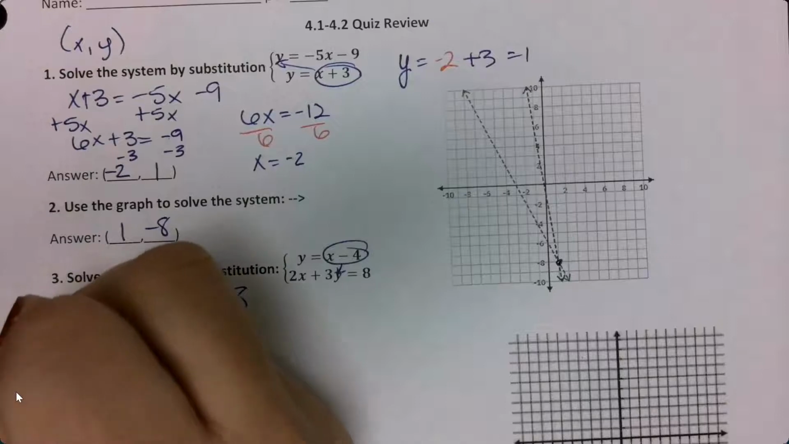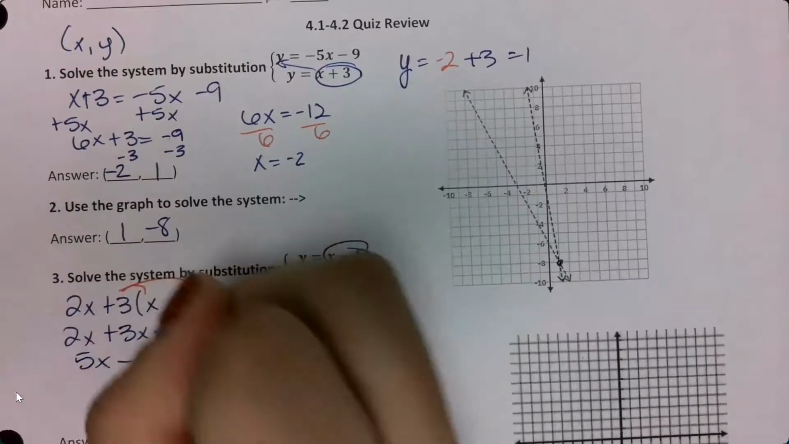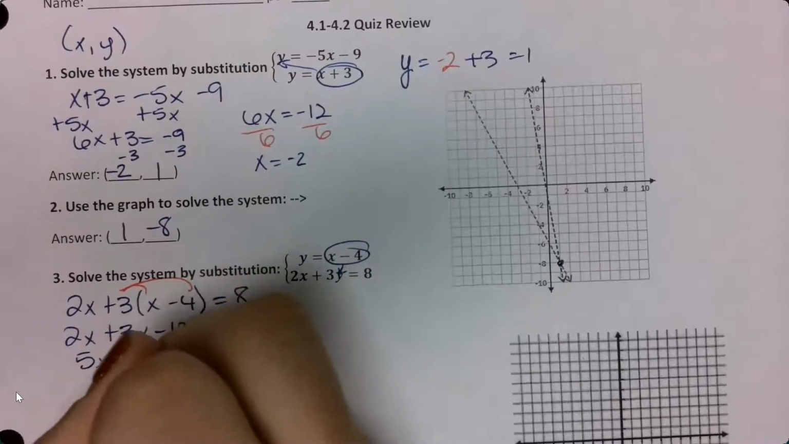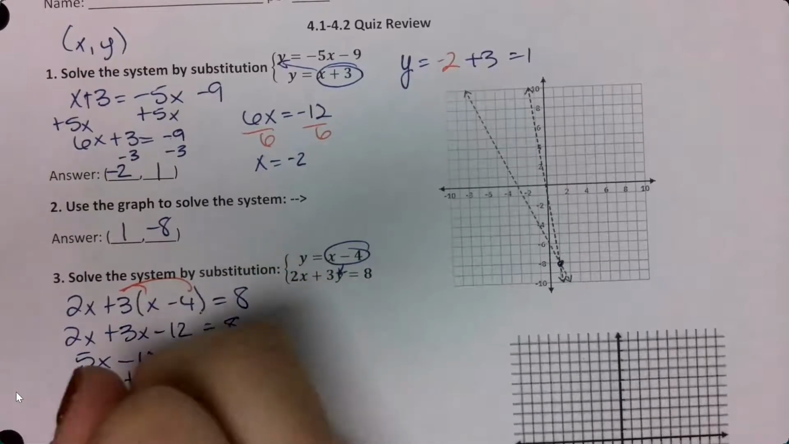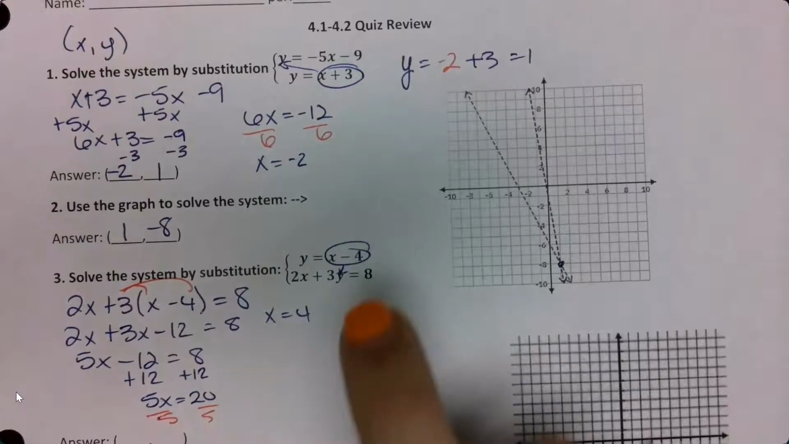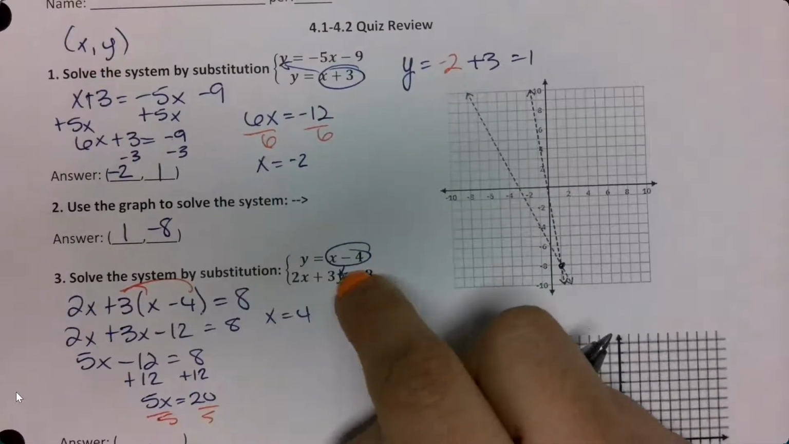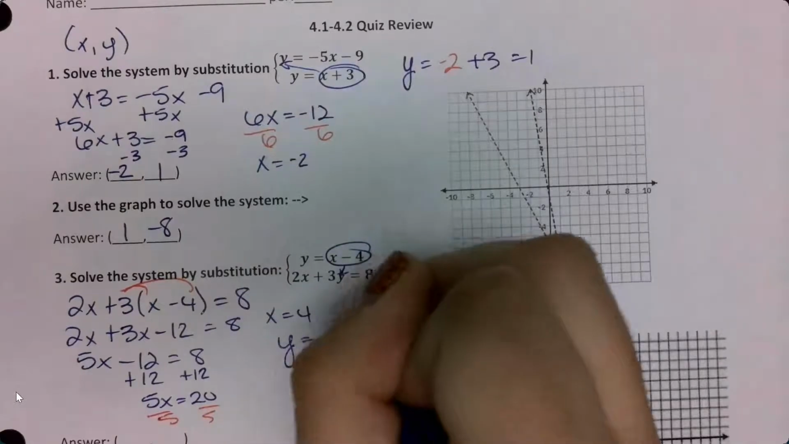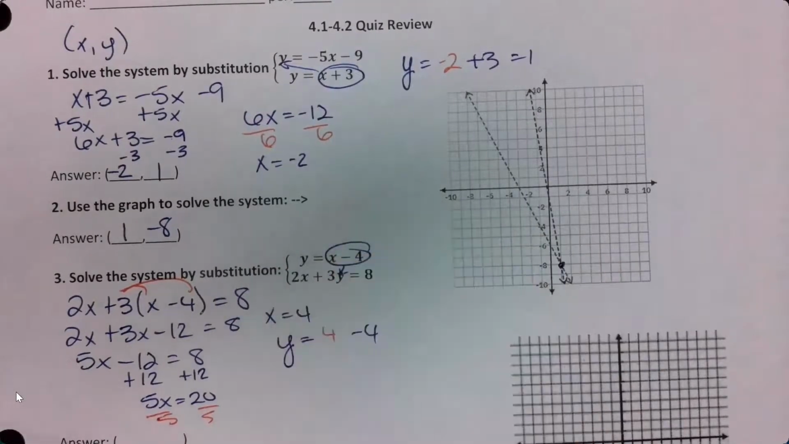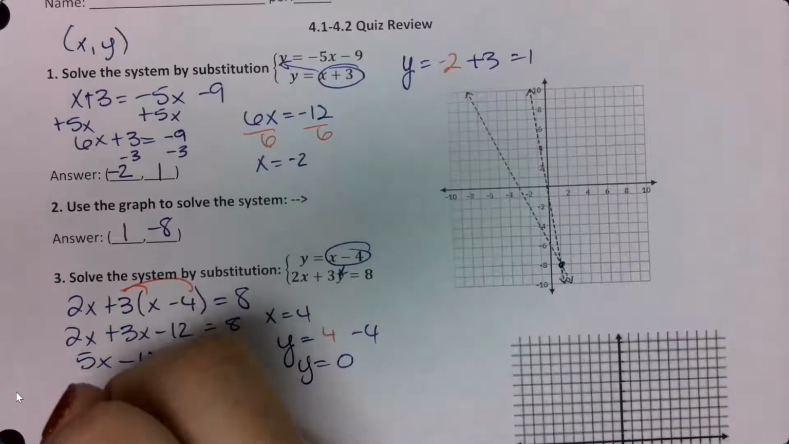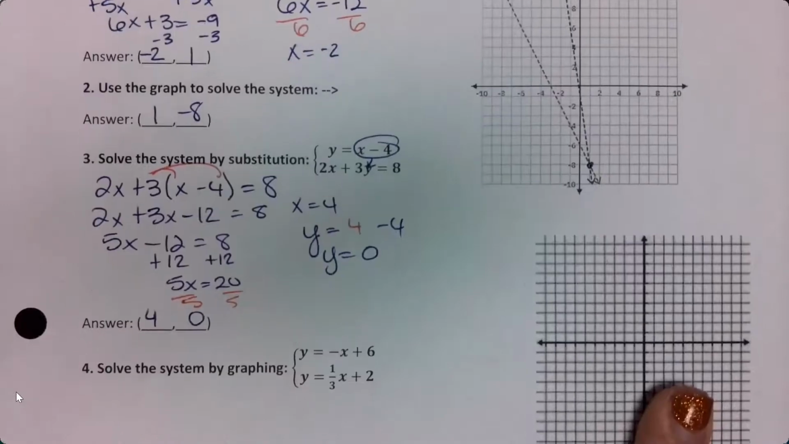2 plus 3 is 5x, minus the 12 equals 8. I want to add 12 to both sides. We get 5x equals 20. I want to go ahead and divide both sides by 5. x equals 4. Then I'm going to plug into either one of my equations. I'm going to again pick the top one because it has less coefficients in front of my variables. So I have y equals, I'm plugging in 4 for x, minus 4, which gives me 0. So my answer here is 4, 0.